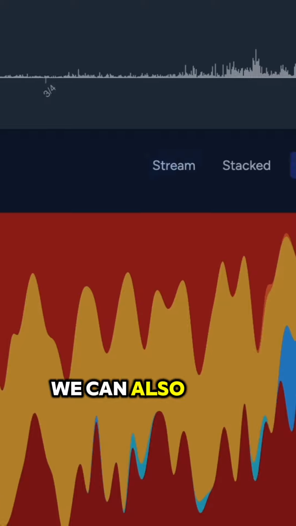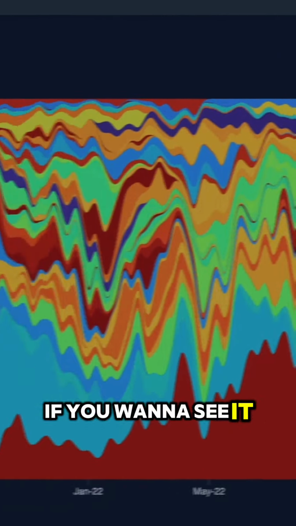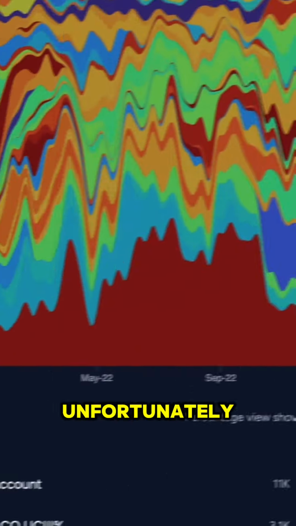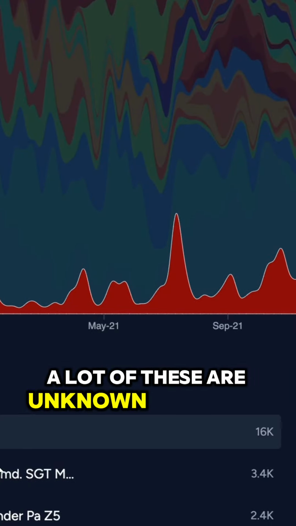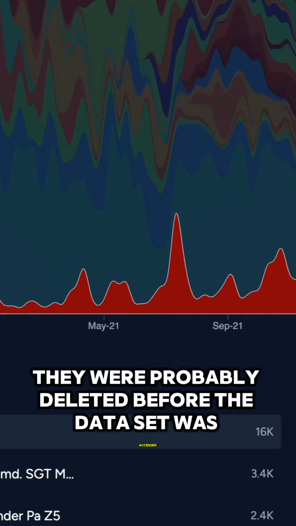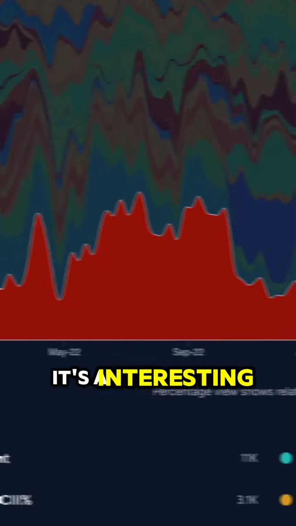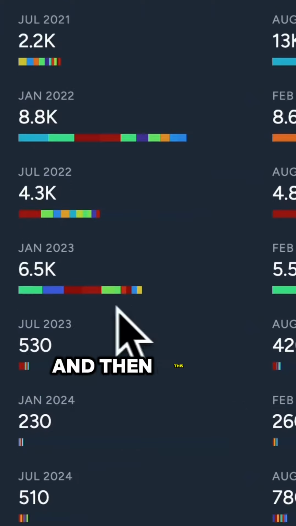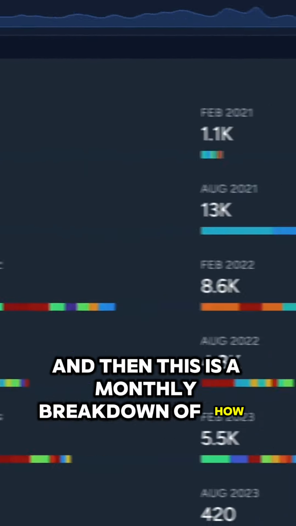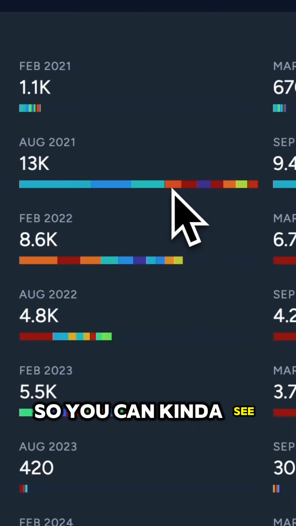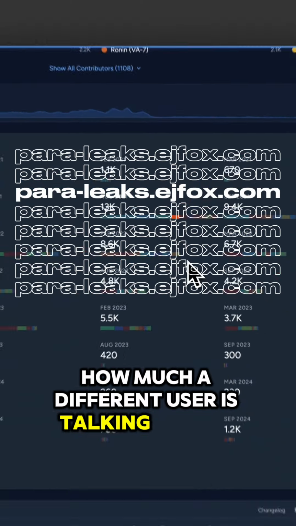We can also push this out to percentage if you want to see a kind of breakdown by who was talking at any point in time. Unfortunately, a lot of these are unknown, so we don't know the exact accounts. They were probably deleted before the data set was accessed, but it's an interesting way to explore the general shape of the database. And then this is a monthly breakdown of how many messages were sent, and again, we're coloring by user, so you can kind of see how much a different user is talking across different months.